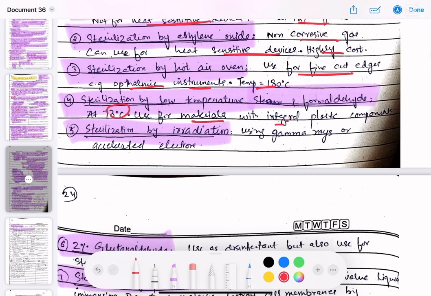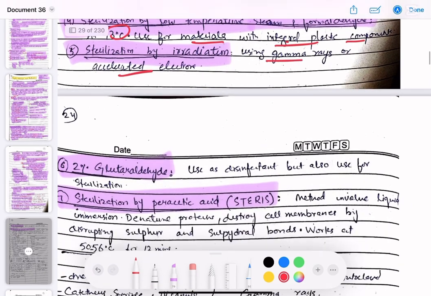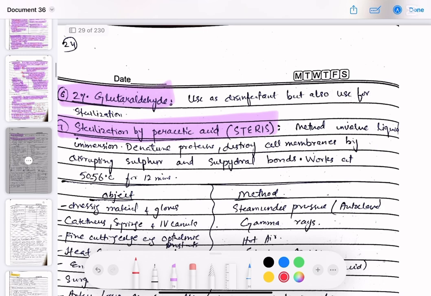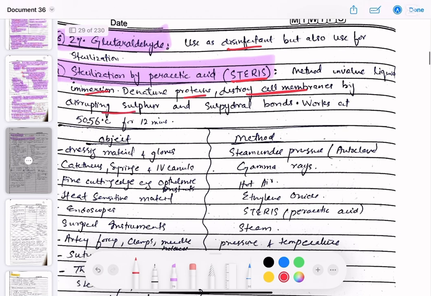Sterilization by irradiation uses gamma rays or accelerated electrons. Then 2% glutaraldehyde is used as a disinfectant but is also used for sterilization. Sterilization by the peracetic acid method involves a liquid agent that denatures proteins and destroys cell membranes by disrupting sulfur and sulfhydryl bonds, and works at 50 to 56 degrees C for 12 minutes.